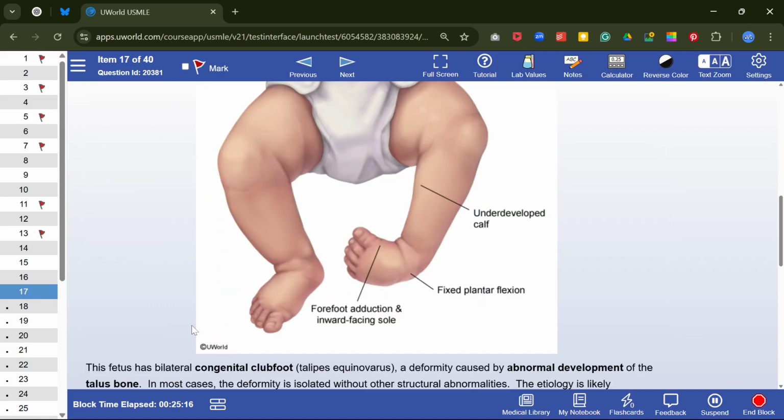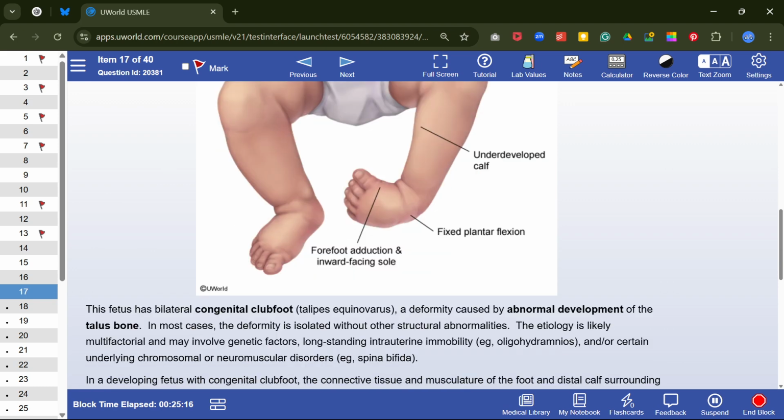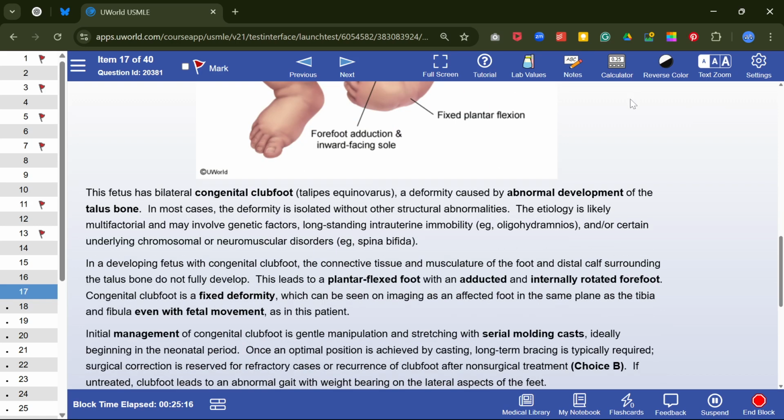Okay. It is clubfoot. The fetus has bilateral congenital clubfoot, talipes equinovarus, a deformity caused by abnormal development of the talus bone. In most cases, the deformity is isolated without other structural abnormality. The etiology is likely multifactorial and may involve genetic factors, long-standing intrauterine immobility, oligohydramnios, and certain underlying chromosomal or neurovascular disorders.